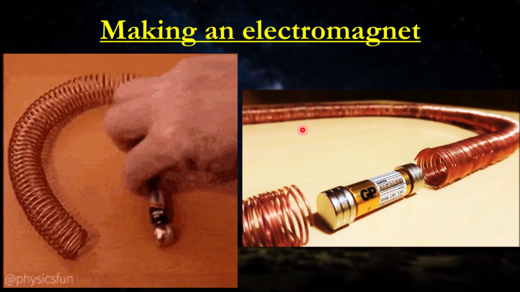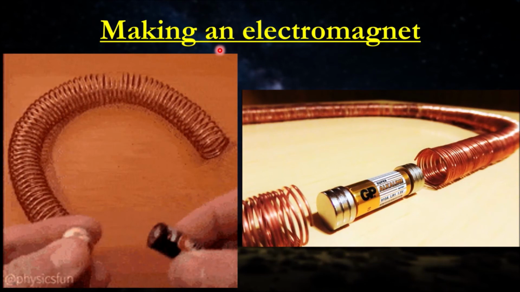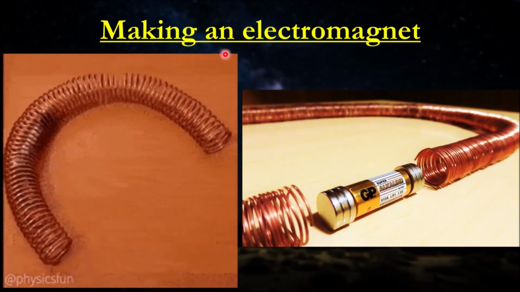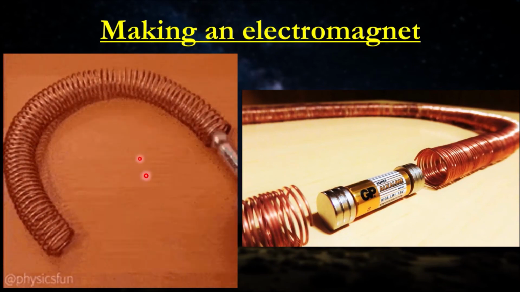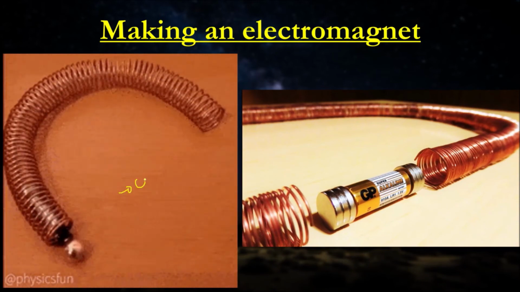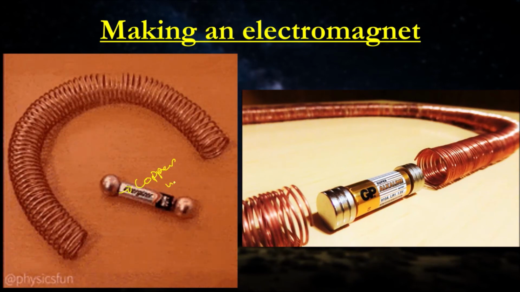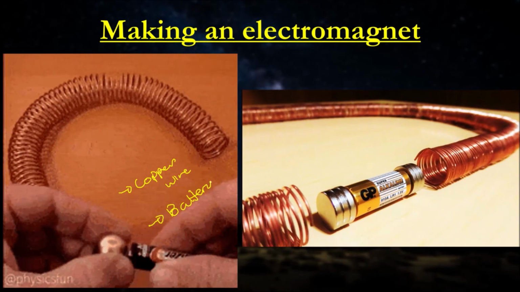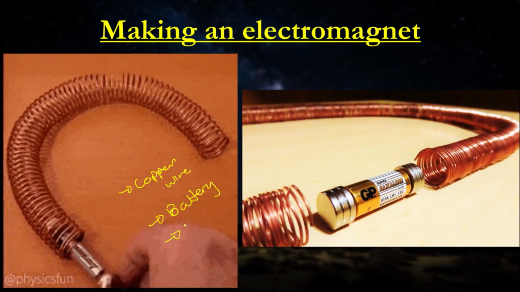Another one you can try at home is to make your own electromagnet or maglev train, a smaller version of that. All you need is a bit of copper wire, a battery, and two magnets.